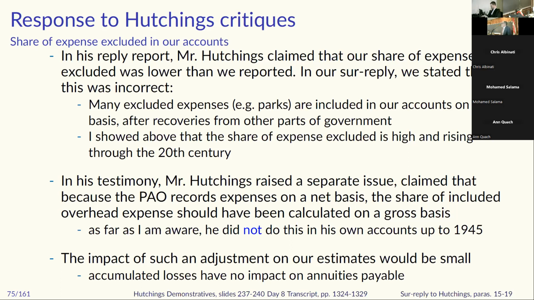So in our sur-reply, we suggested that might explain the concern that Mr. Hutchings had about the share. He may have accepted that that is correct. I believe he has, because in his testimony, he raised a separate issue. He said, in effect, yes, that is the case. The PAO now records expenses on a net basis. He said in his testimony, which he did not say in his reply report, that therefore we committed a different error, that the share of included overhead expense should have been calculated in a different way than we did.